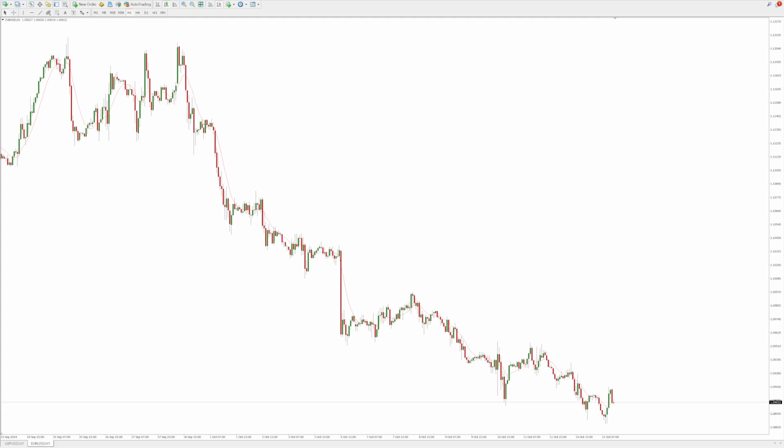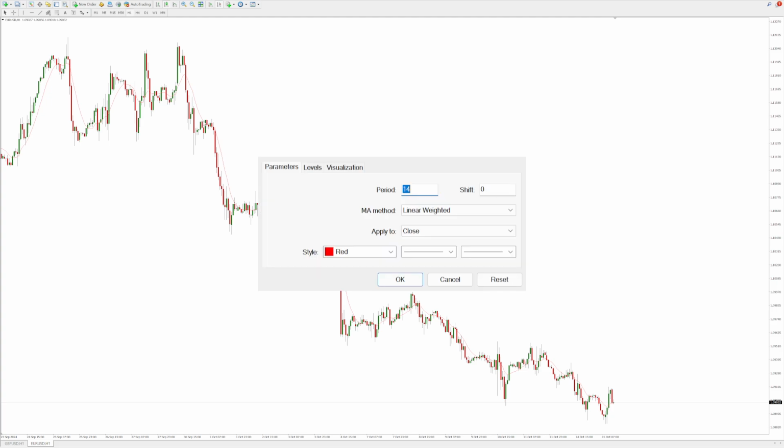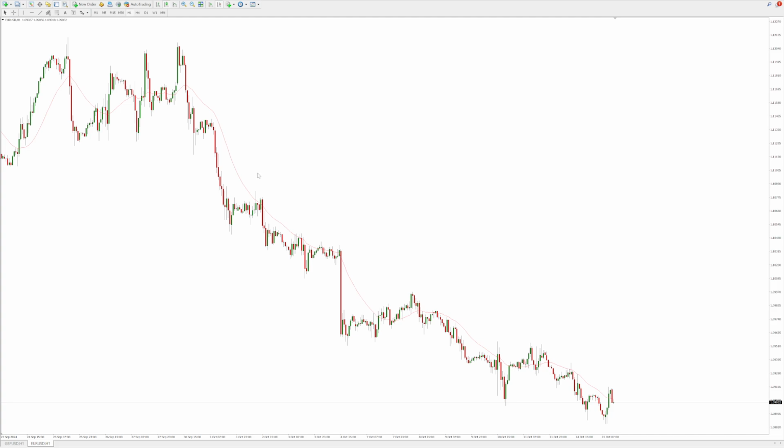You can change the periods if you want. If you want to see the longer term, we can use, say, a 35 linear weighted moving average. You can go even further. The 50 is quite popular. As you can see how price reacts around this moving average.